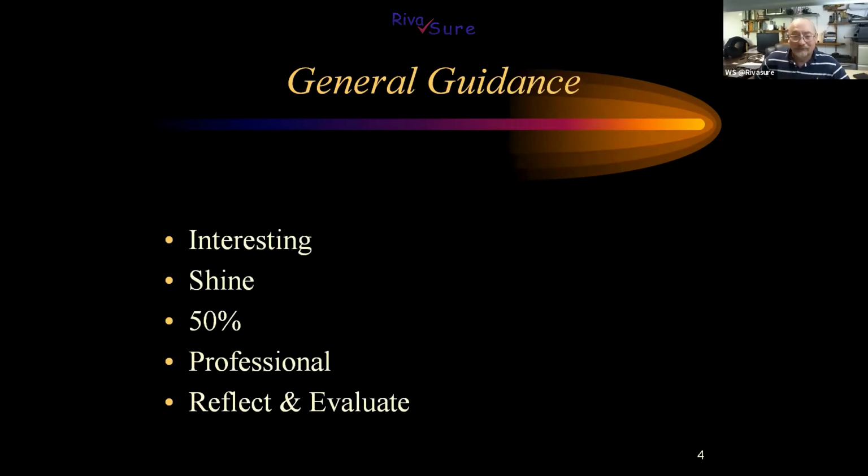General guidance. Now, this is a very interesting point. Make the example that you give very interesting. On this particular unit, we're talking about ethics, doing the right thing, going the additional mile out of your normal roles and responsibilities. And we'll explain why. Shine. So give a really, really good example and go into details. Come back to the 50% later.